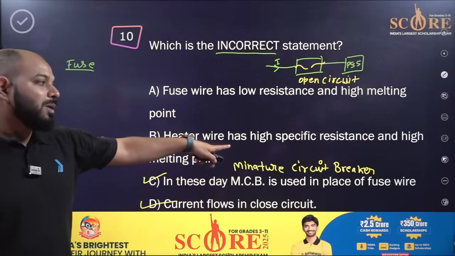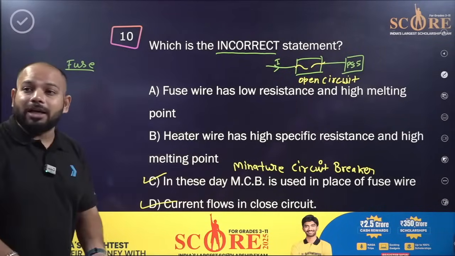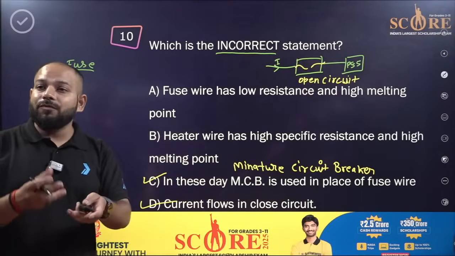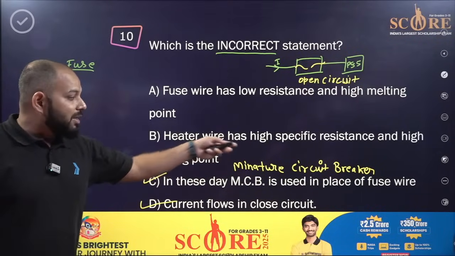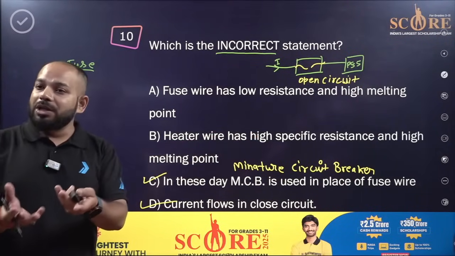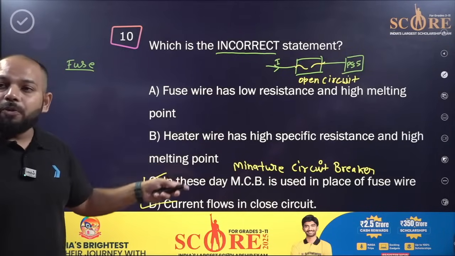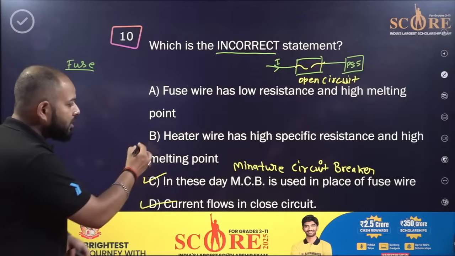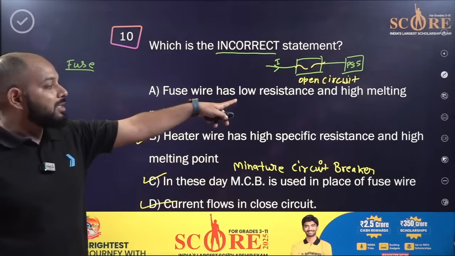Heater wire has high specific resistance and high melting point. That is also correct, because this heater wire is used for heating up food. If it didn't have high specific resistance, it wouldn't heat up. If it didn't have a high melting point, it would melt. So there is no use of it. So that is also correct. Fuse wire has low resistance.